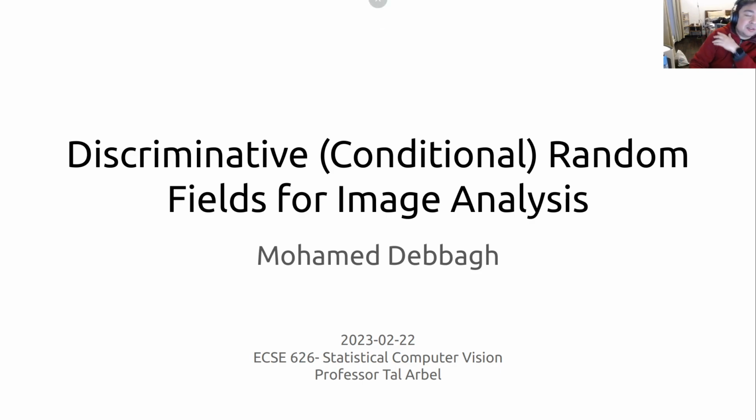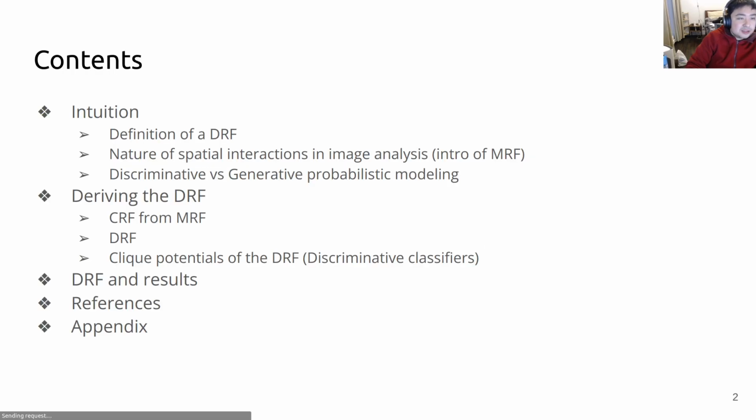Hey everyone, so today I'm going to be covering the topic of discriminative random fields, also known as conditional random fields for image analysis. And the main reference of this presentation is basically a paper called Discriminative Random Fields. So before I do that, I'm going to talk about the intuition behind it. We're going to talk about spatial interactions in images and discriminative versus generative models.